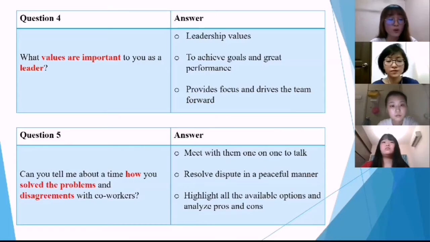The last question asked to the leader was, how does she solve problems and disagreements with co-workers? In this critical situation, she always decides to meet with co-workers or subordinates one-on-one to talk and resolve the dispute in a peaceful manner. She will always highlight all the available options and analyze the pros and cons of each of them, then choose the option that gives minimum disadvantage.